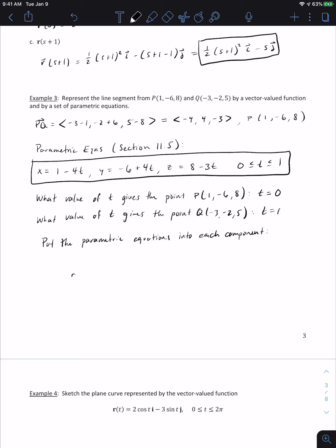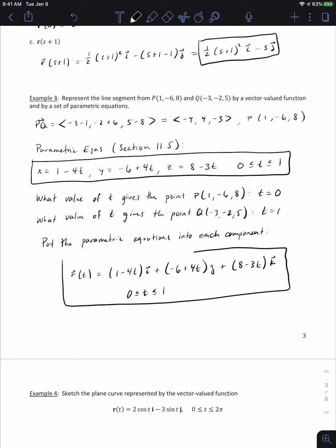right? So my r(t) would look like (1 minus 4t) i plus (-6 plus 4t) j plus (8 minus 3t) k. And I would want t to still vary from 0 to 1. So that is my vector valued function that represents the line segment from P to Q.